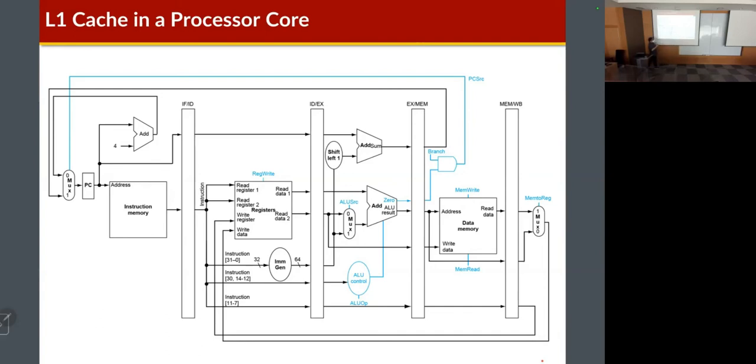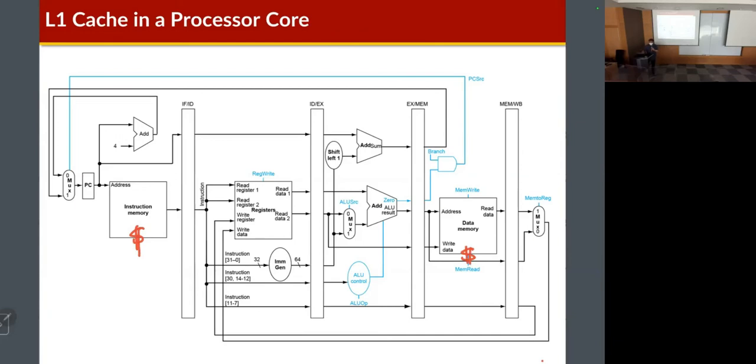When an instruction is fetched, the instruction memory is accessed. And when load or store instructions are executed, data memory is accessed. That's what we learned in chapter 4. But actually, this is the cache. This is the cache.